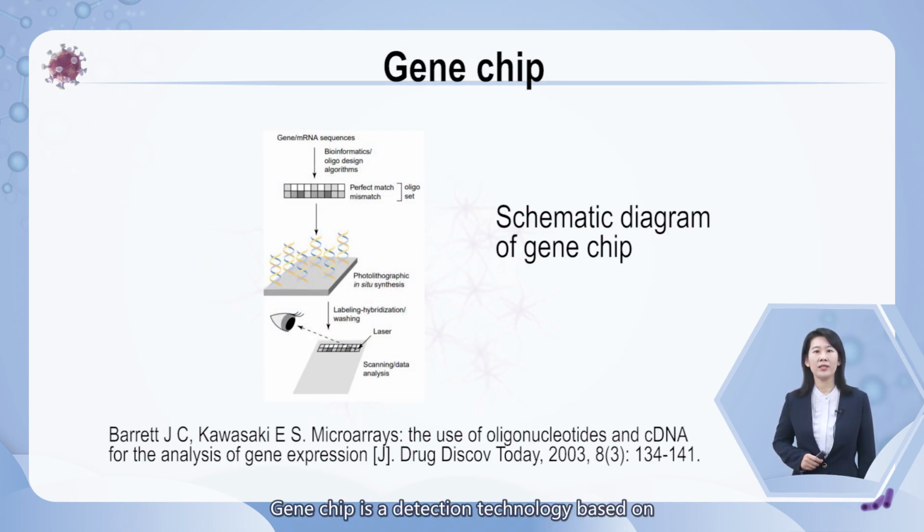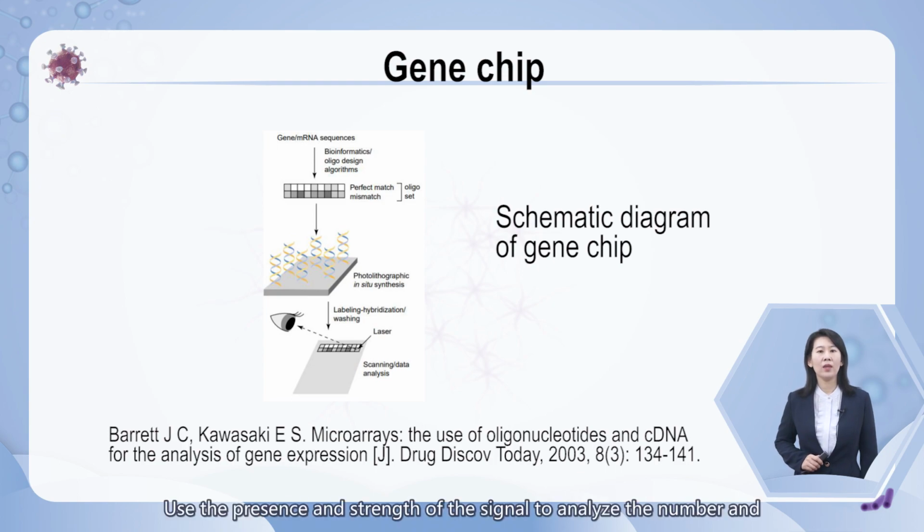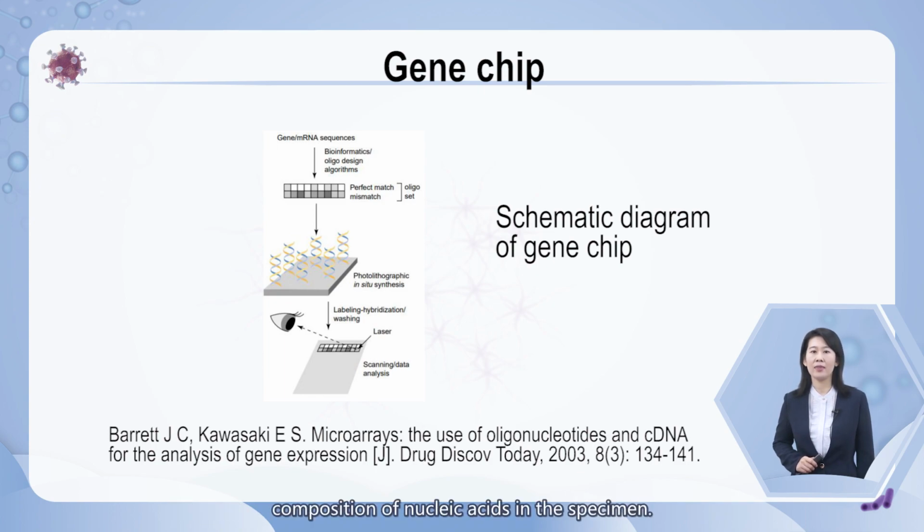Gene chip is a detection technology based on the principle of nucleic acid hybridization. A large number of specific oligonucleotide probes are fixed on a chip carrier, such as a glass slide, in the form of a microarray, and the hybridization is detected by hybridizing with fluorescent-labeled sample nucleic acid. The presence and strength of the signal are used to analyze the number and composition of the nucleic acids in the specimen.